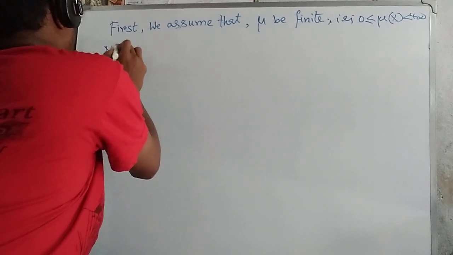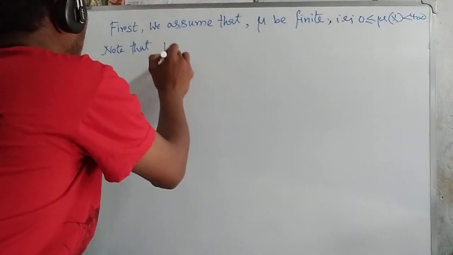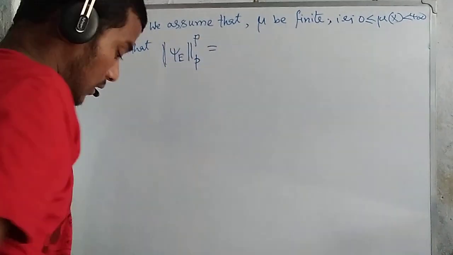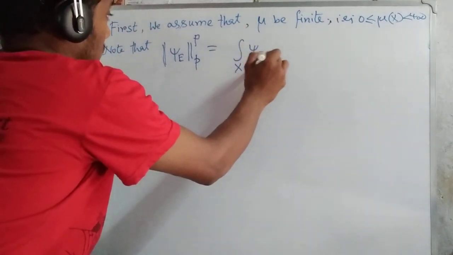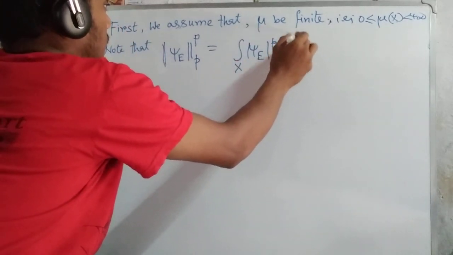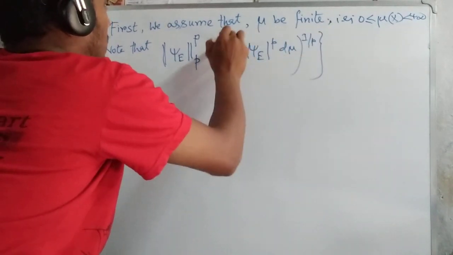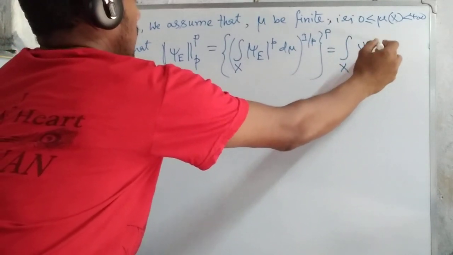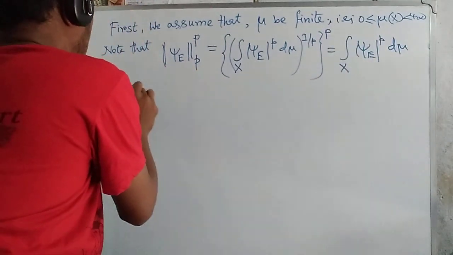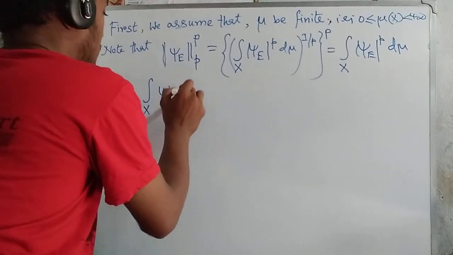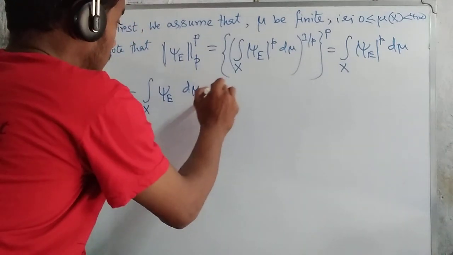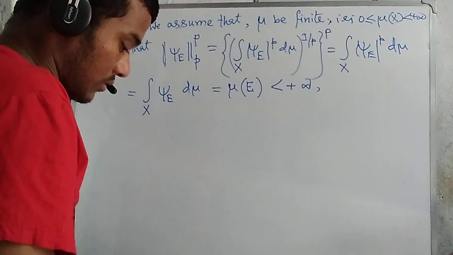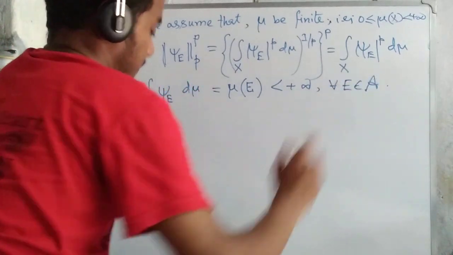Then what happened? Now note that here the norm of psi_E to the power p equals the integration over X of the modulus of psi_E, d mu, whole to the power 1 by p, whole to the power p, which equals the integration over X of psi_E to the power p d mu, which equals the integration over X of psi_E d mu, which equals mu(E), which is less than plus infinity, for all E belonging to script A.